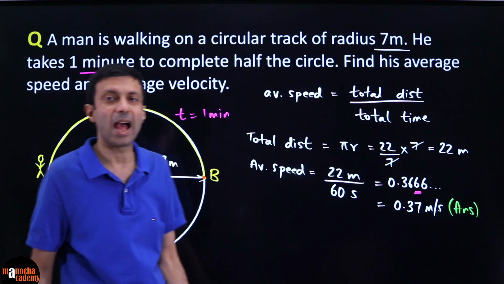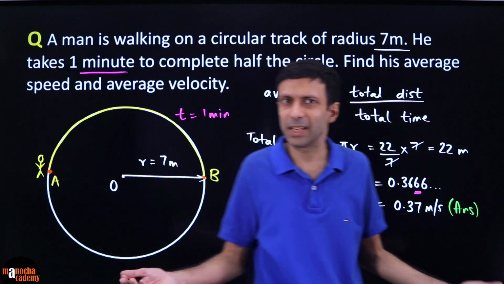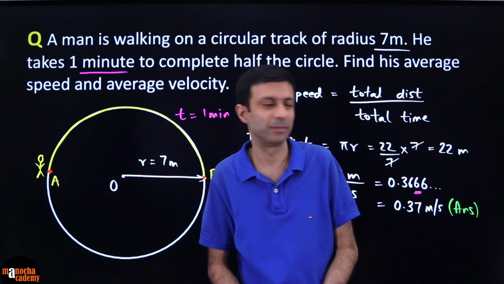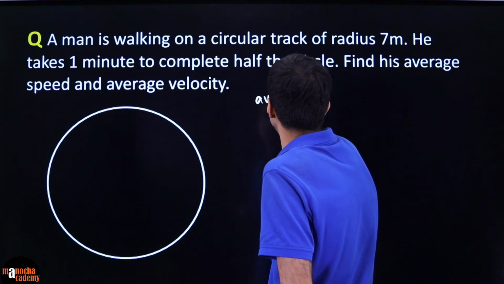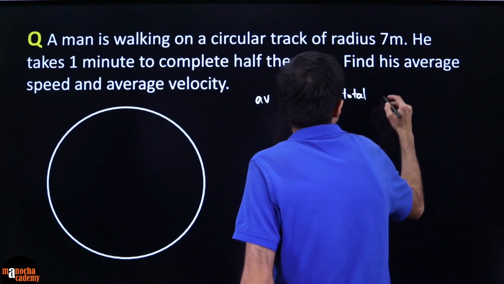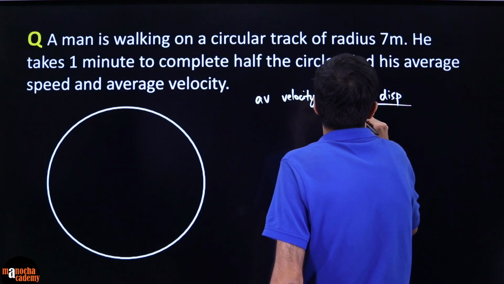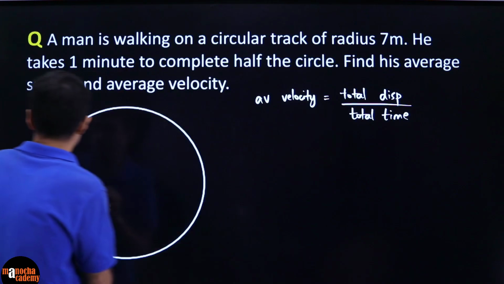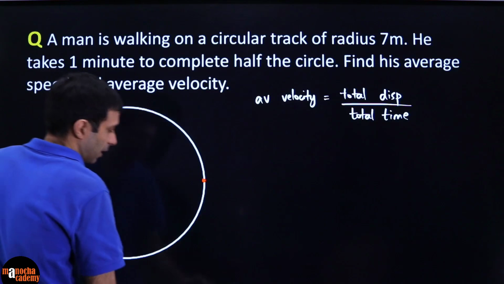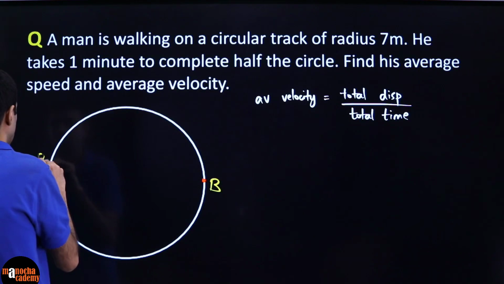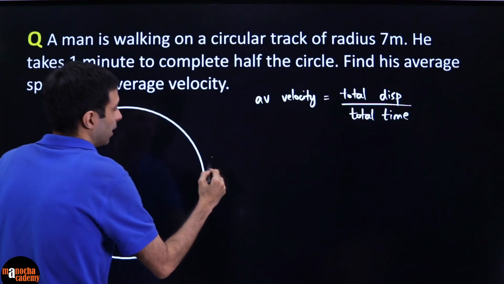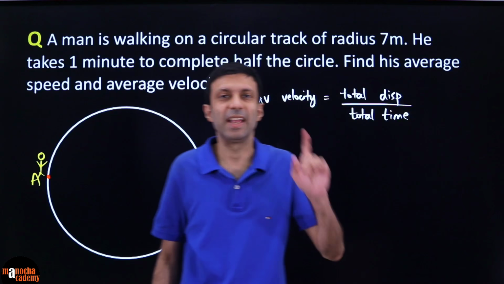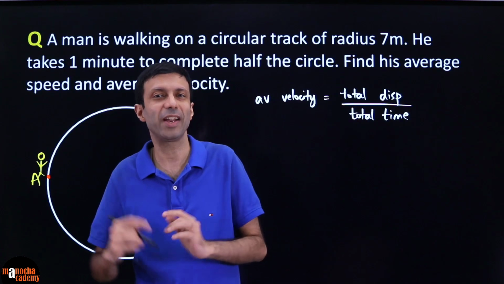Now, how do you find his average velocity? Once again, use the basic formula. What is the formula of average velocity? Can you guys tell me? So the formula of average velocity is total displacement divided by total time. So what is the displacement of the man? Remember, he started from A and ended up at B. So initially the man was here and finally he is here. The easiest way to remember displacement is, it is the shortest distance from initial to final position.